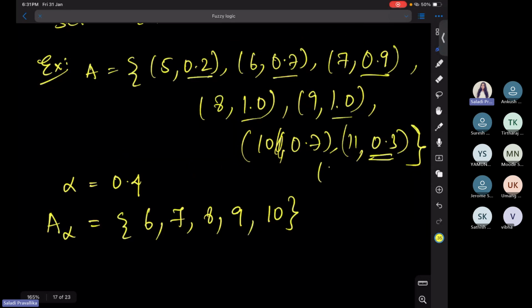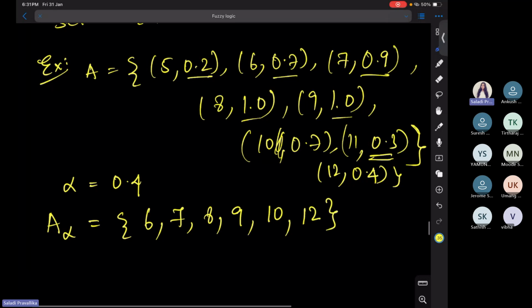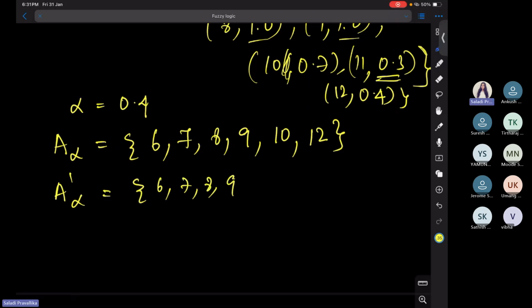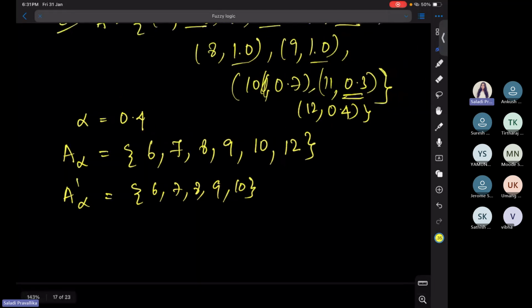Let us add one more, 0.4, and we'll add 12. Now, if we are taking strong alpha, then we'll take 6, 7, 8, 9, and 10 only. We are not going to take 12 because we need the membership value to be greater than alpha, not greater than or equal to alpha. Whereas in alpha cut, we take greater than or equal to alpha. In strong, we take only greater than alpha.